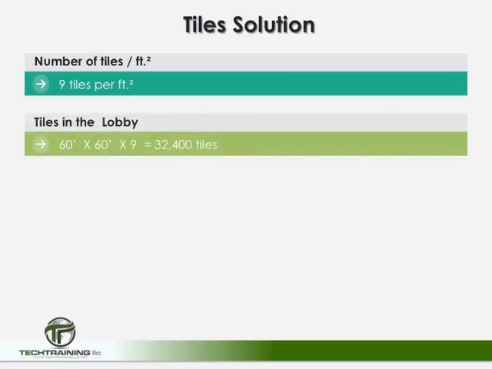Next, we have to determine how many tiles are required to cover the vestibule area. Well, the area of the vestibule is 60 feet by 60 feet, which is 3,600, times the 9 tiles to cover 1 square foot. Tells us that 32,400 tiles are required to cover the area.